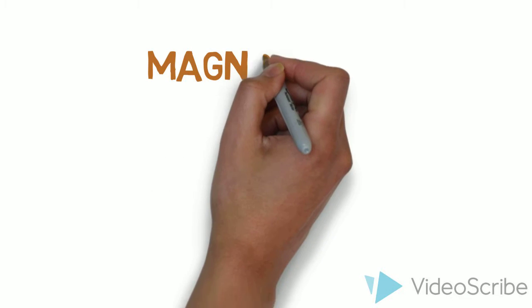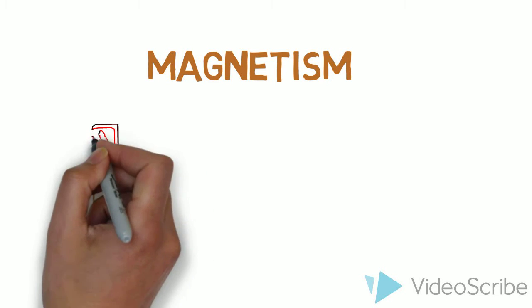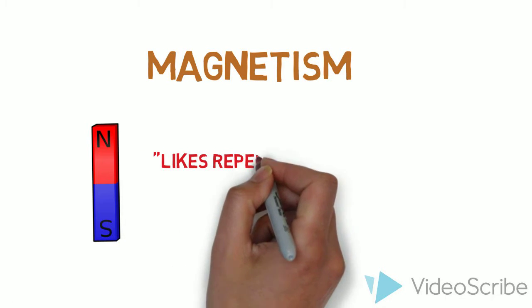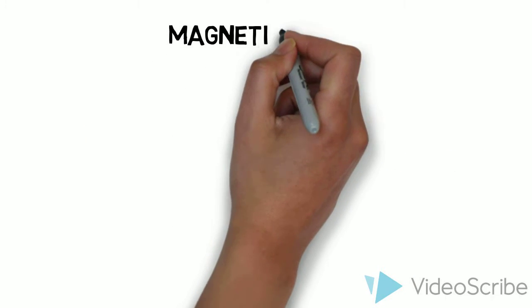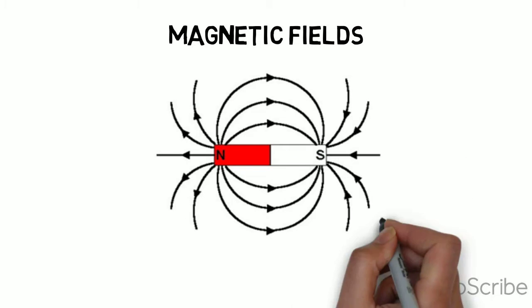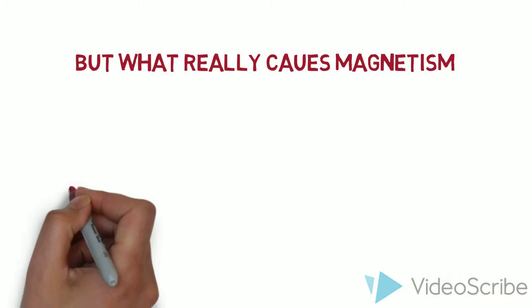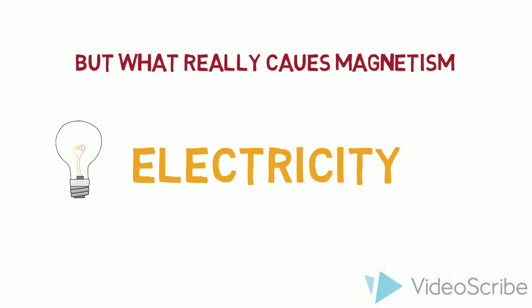Now let's talk about magnetism. Magnets, as you most likely already know, have a north and south pole. Like poles repel and opposites attract. Sound familiar? Magnets also generate magnetic fields, which originate in the north pole and enter through the south pole. But what causes magnetism? What if I told you electricity is the source for all magnetism in the universe?